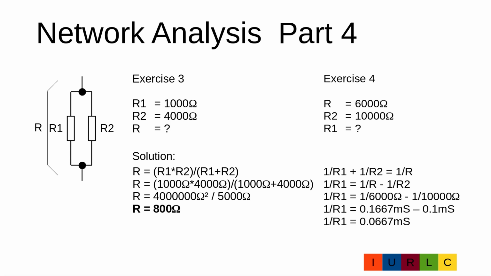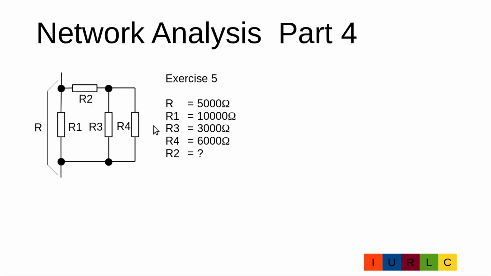1 divided by R1 is 0.0667 millisiemens, and the final result is the reciprocal of it, so R1 is 15,000 ohm. In our last exercise, we have a network with 4 resistors, R1, R2, R3, R4, which are sometimes connected in parallel, sometimes in serial, and again in parallel, and the total resistance R.